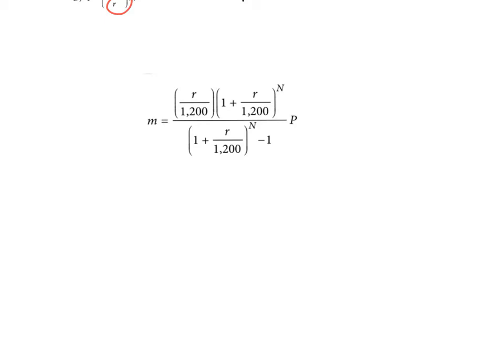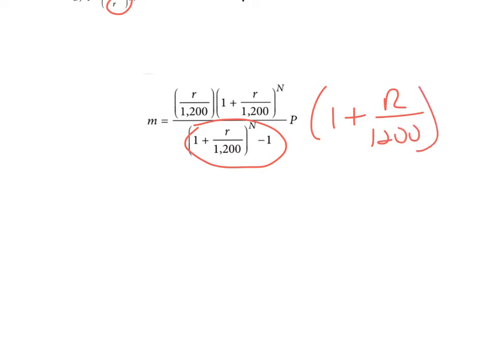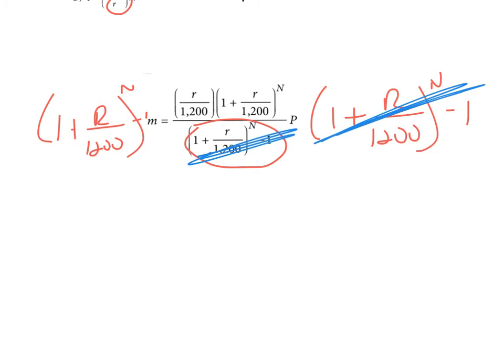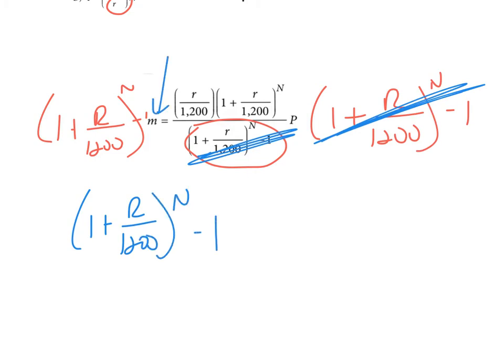So we're going to start off, to get this letter P by itself, trying to get rid of this denominator. So I'm going to multiply both sides of the equation by that 1 plus r over 1200 to the n power, take away 1. So I'm going to multiply both sides of the equation by that value. Now when I do that, basically what's going to happen is that this and this will cancel. So I'll basically have 1 plus r over 1200 to the n power minus 1 times that m.